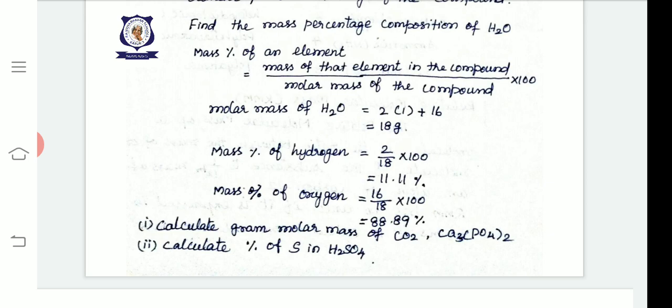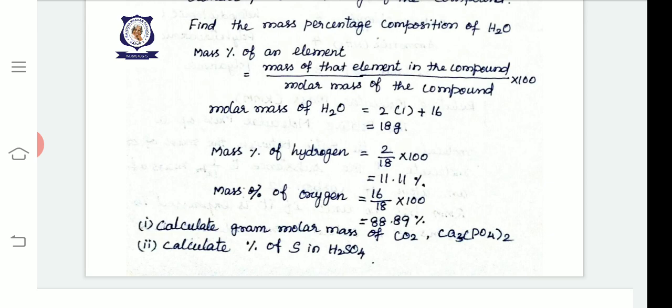Like this we can do some other sums. Calculate the gram molar mass of carbon dioxide. How can we calculate it? Do it yourself. The value of atom of carbon is 12, oxygen 16. So 1 into 12 plus 16 into 2. Just calculate like this. Calcium phosphate, Ca3(PO4)2. Here there are 3 calcium atoms, 2 phosphorus atoms, and 4 into 2, 8 oxygen atoms. So calculate for calcium, phosphorus and oxygen.